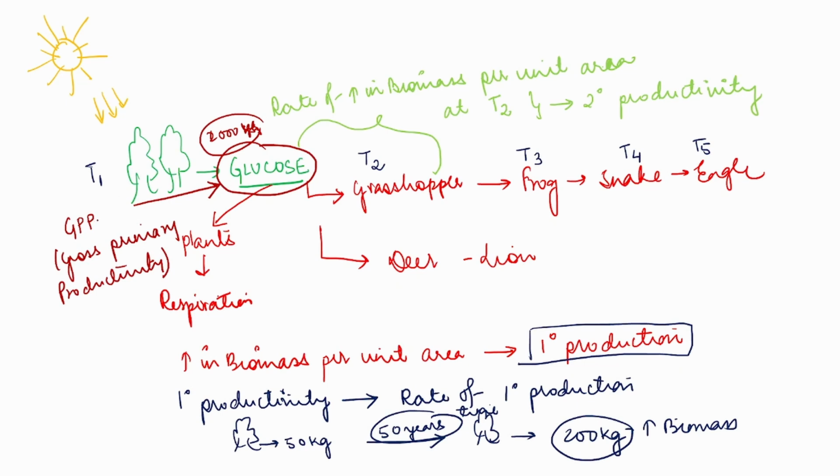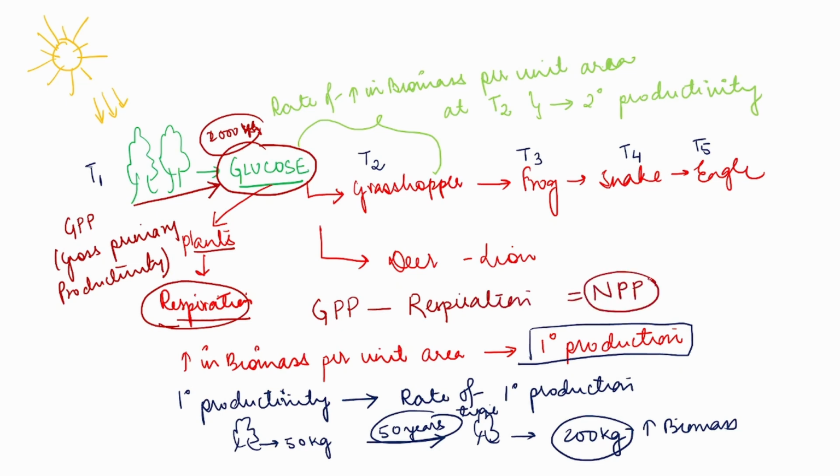Now out of all the glucose the plants produce, some the plants will utilize for respiration, for its own purpose, for its own glucose metabolism, or for its own aerobic respiration. That is what we call respiration. Now if we subtract from total glucose the energy which plants use for its own growth, what is left over is available for consumers. That means GPP minus respiration is NPP, net primary productivity, and net primary productivity is available to other organisms. Am I clear? Net primary productivity is what is available to other organisms.